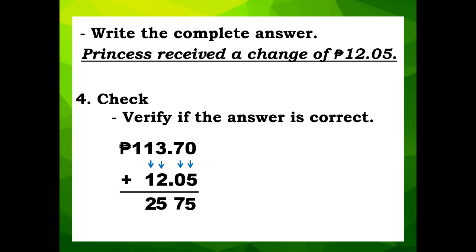The answer is 2. Then bring down 1. Then write the decimal point in the sum directly below the decimal points in the addends. Don't forget our peso sign. We have the sum of 125 pesos and 75 centavos which Princess gave to the cashier. So, the answer is correct.